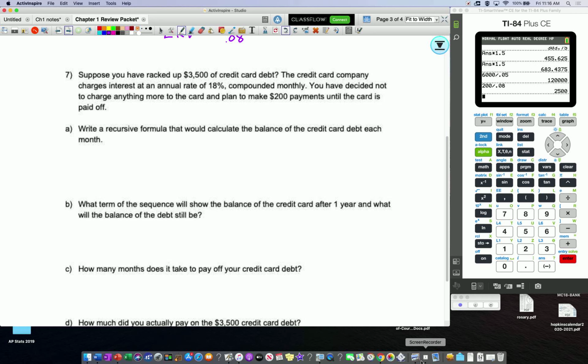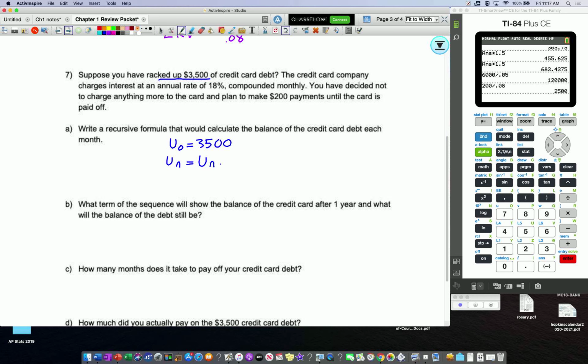So the first thing we need to do is write the recursive formula that would calculate the balance of our credit card debt each and every month. So, we racked up $3,500 worth of debt. Dang it. What were we buying? Probably some pretty nice stuff. So our starting value is 3,500. U sub 0 is 3,500.